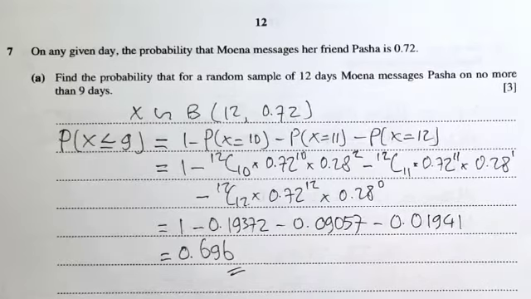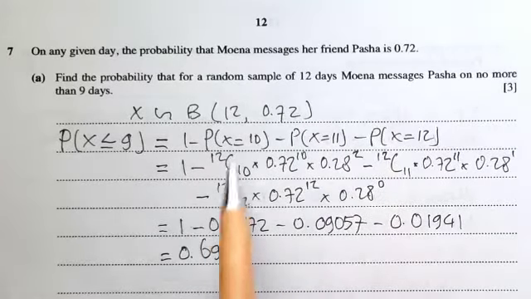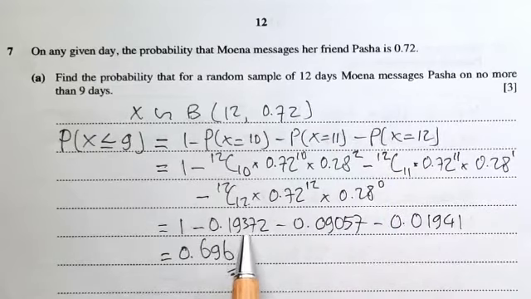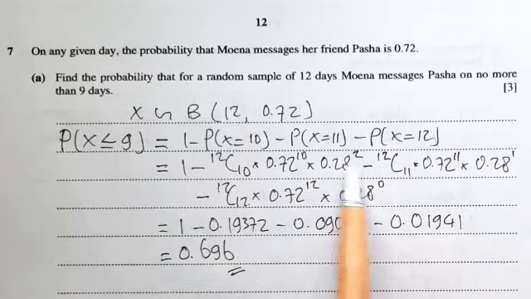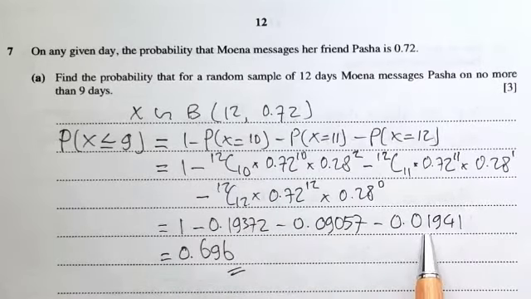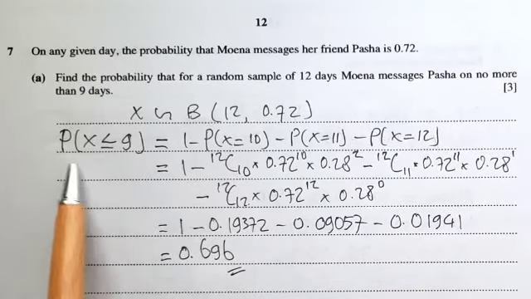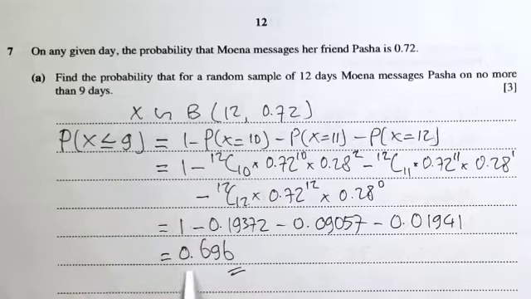By using a calculator, we obtained this one equals 0.19372, and this term, that is 0.09057, and this one, that is 0.01941. Thus the probability of X less than or equal to 9 is 0.696.